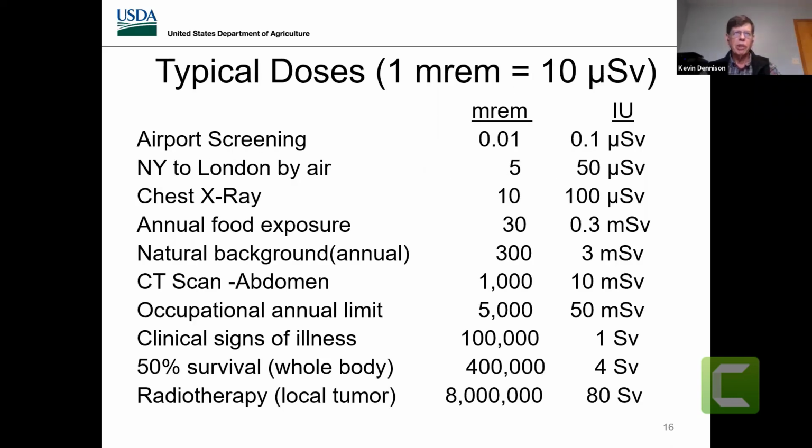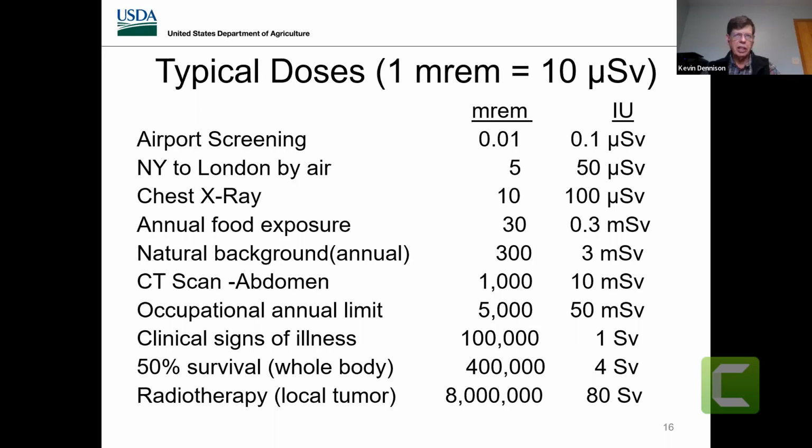So if we look at airport screening, 0.01 millirem or 0.1 microsievert. New York to London by air, 5; chest x-ray, 10. Annual food exposure is 30 millirems. Natural background was about 300. All this varies. If you're up in the mountains in Colorado, you're going to get about 10% higher at least. A CT scan of your abdomen is 1,000.